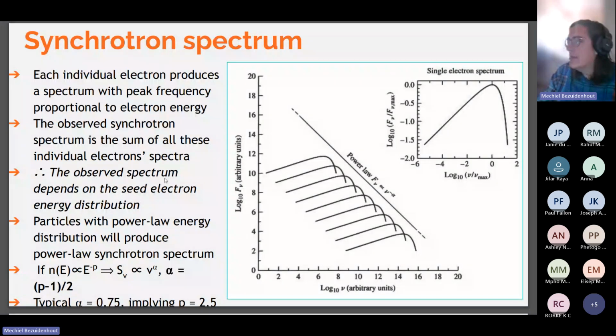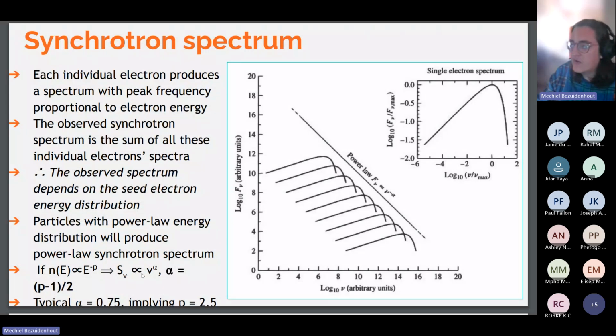In other words, if we have a population of electrons that have a power law distribution in their energy, then we will also see a power law distribution in the synchrotron spectrum. So the spectrum of the photons reflects the spectrum of the electrons. To give you an example, if we have a power law spectrum in the electron energy, then the number of electrons with a specific energy, E, is proportional to the energy to the power minus p. So p is the spectral index.